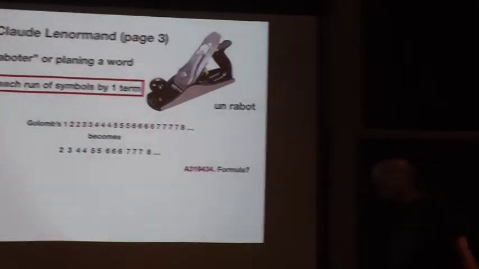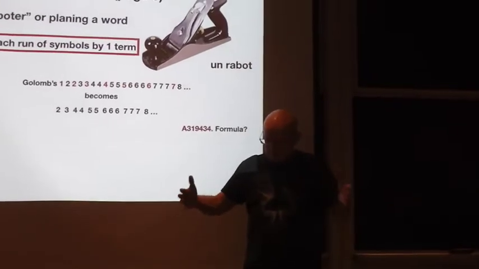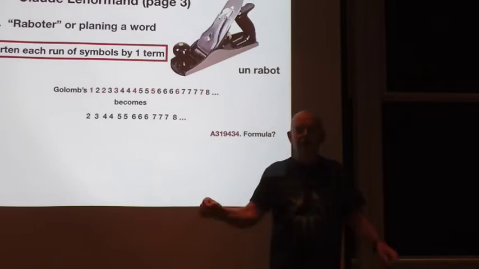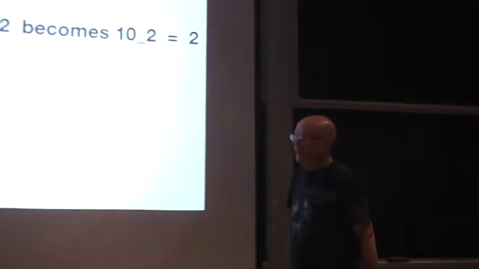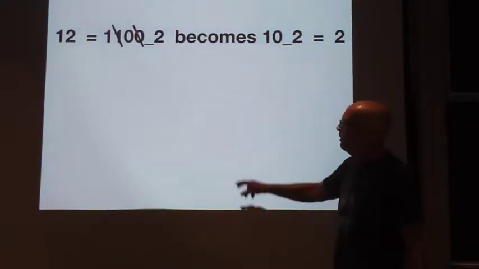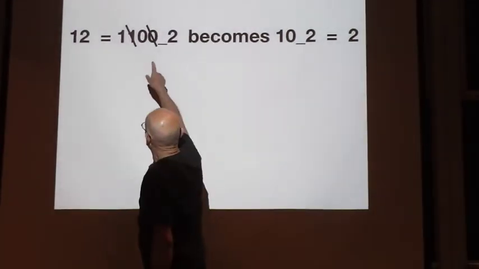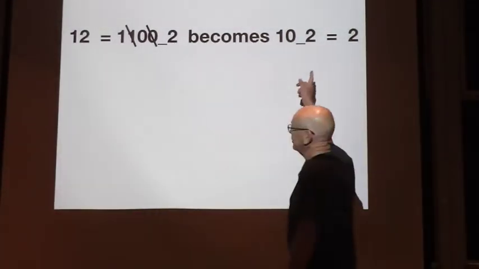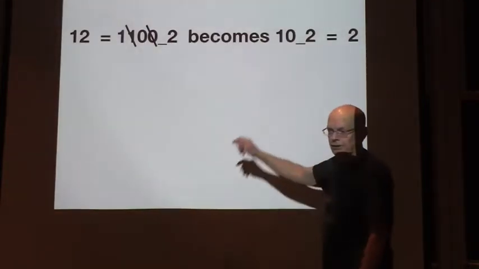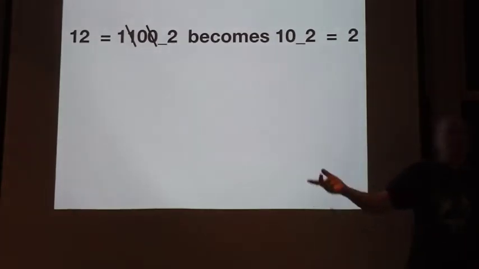So that's the raboter transform of any word or sequence. You look at the successive runs and you shorten them by one term. So I thought, why not look at the binary expansions of numbers? So take 12. The binary expansion is 1, 1, 0, 0. So shorten the runs by 1. So we're going to lose one of the 1s and one of the 0s, and we get 1, 0, which is 2. So we raboter 12, and we get 2. So apply this to all the numbers, and you get a sequence.